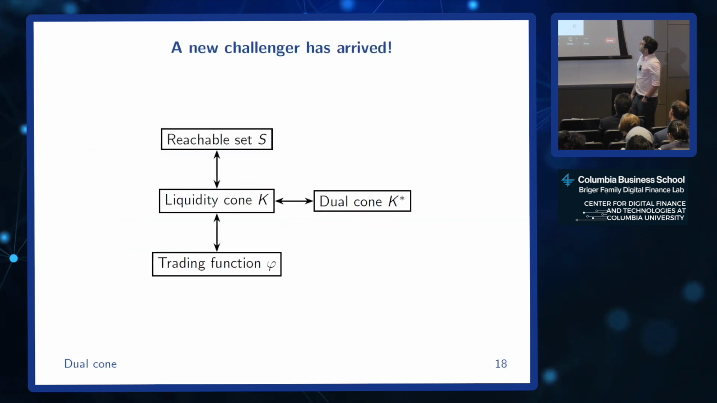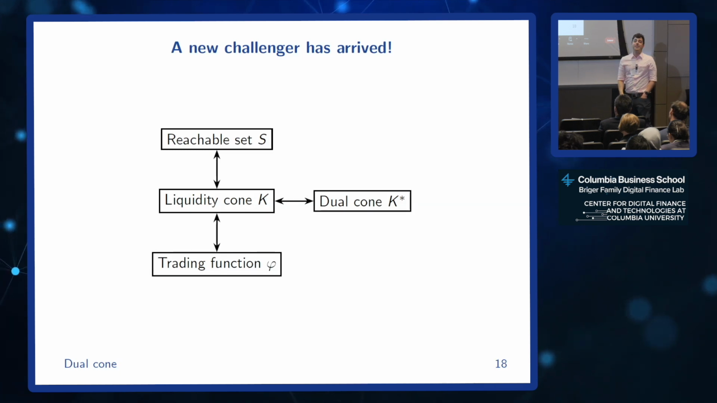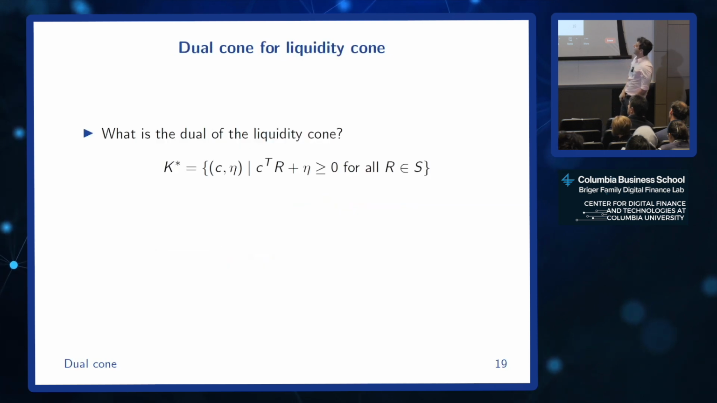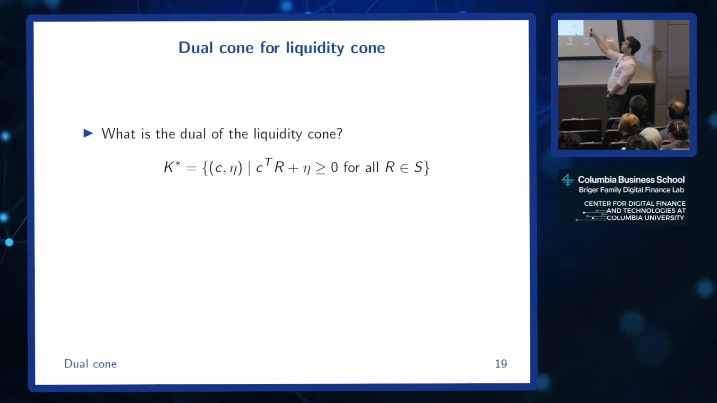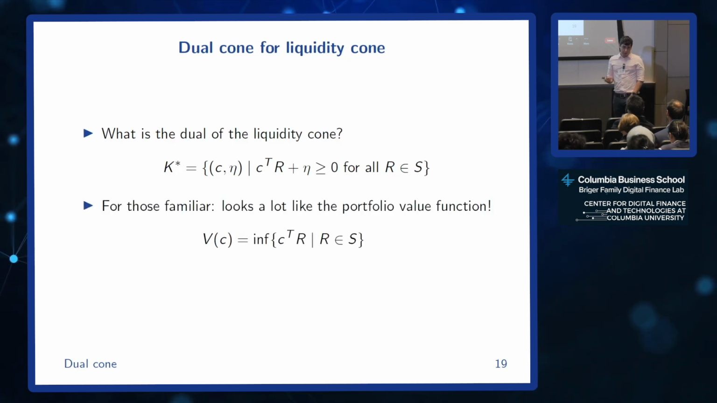Okay, so now we have another arrow. We have the liquidity cone to the dual cone, and there's a natural question of, okay, what's next? What is the dual of a liquidity cone? Here's a definition. If you're familiar with the notion of a portfolio value function, that term should look very suspicious. For all R in the reachable set, in other words, all reasonable reserves for a constant function market maker, the inner product between a cost vector and R should be at least as large as some value. So for those who are familiar, this actually looks a lot like the portfolio value function.